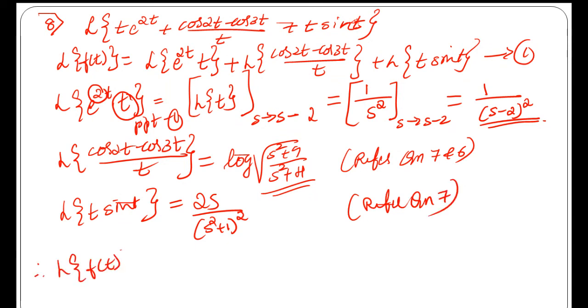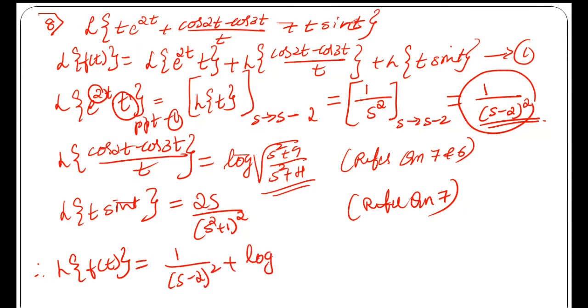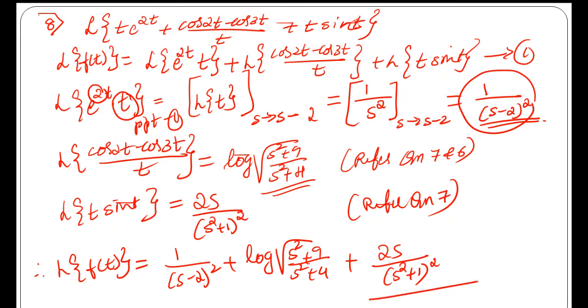Therefore, the Laplace transform of the given f of t is equal to the answer for the first term, 1 divided by (s minus 2) the whole square, plus the answer for the second term as seen in question number 7, plus the answer for the third term, which is also solved in question number 7, the previous question. This is the final answer for question number 8.